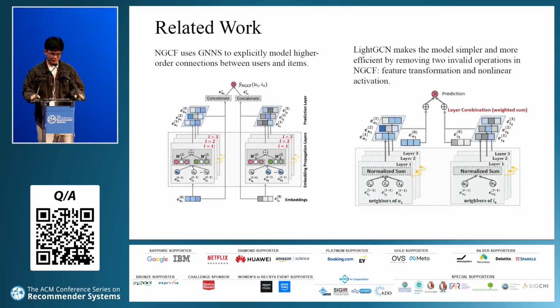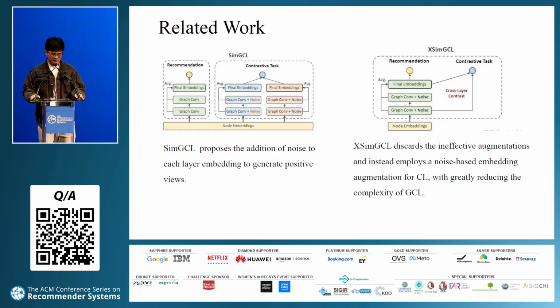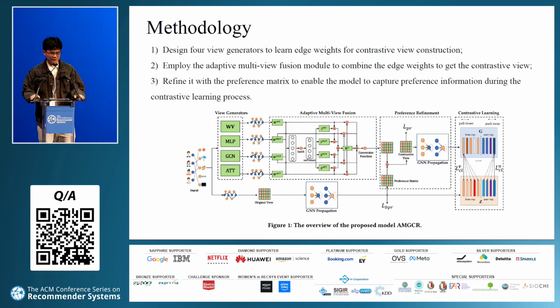And here is some related work that adopts GNNs for recommendation. And here is the overview of the proposed model. Here you can see there are 4 view generators to learn the edge weights for contrastive view construction. Then we employ the adaptive multi-view fusion module to combine the edge weights to get the contrastive view. And finally, we refine it with the preference matrix to enable the model to capture preference information during the contrastive learning process.